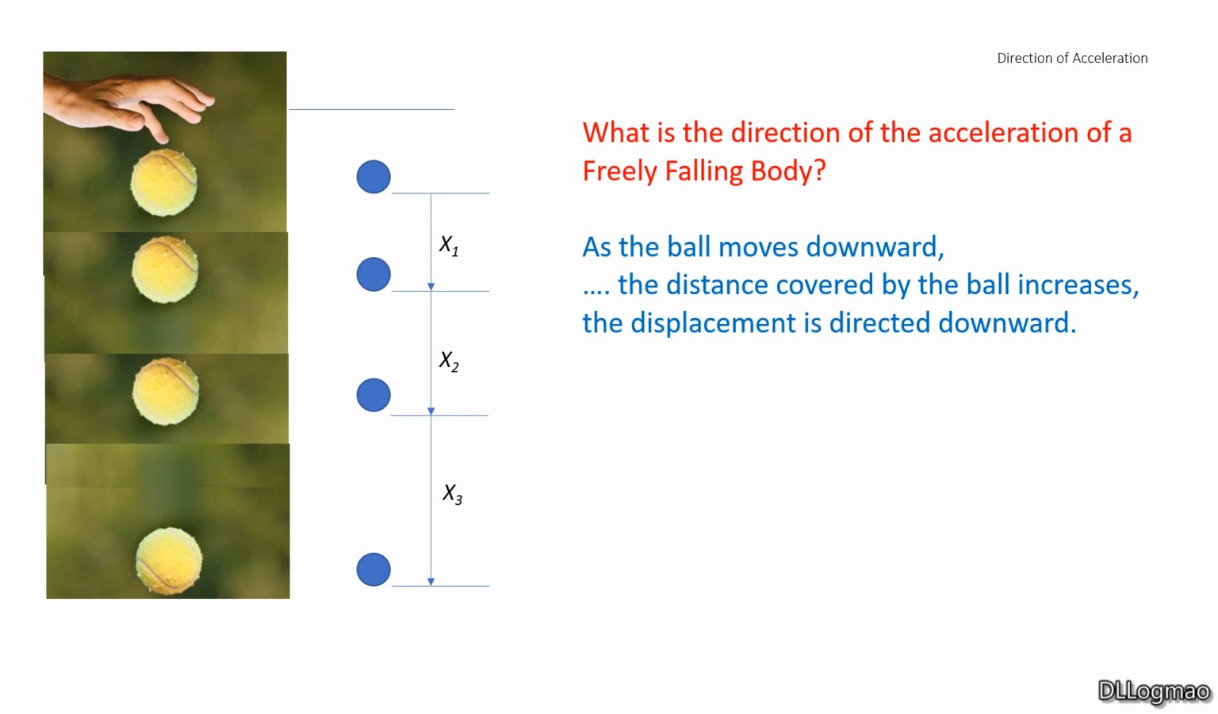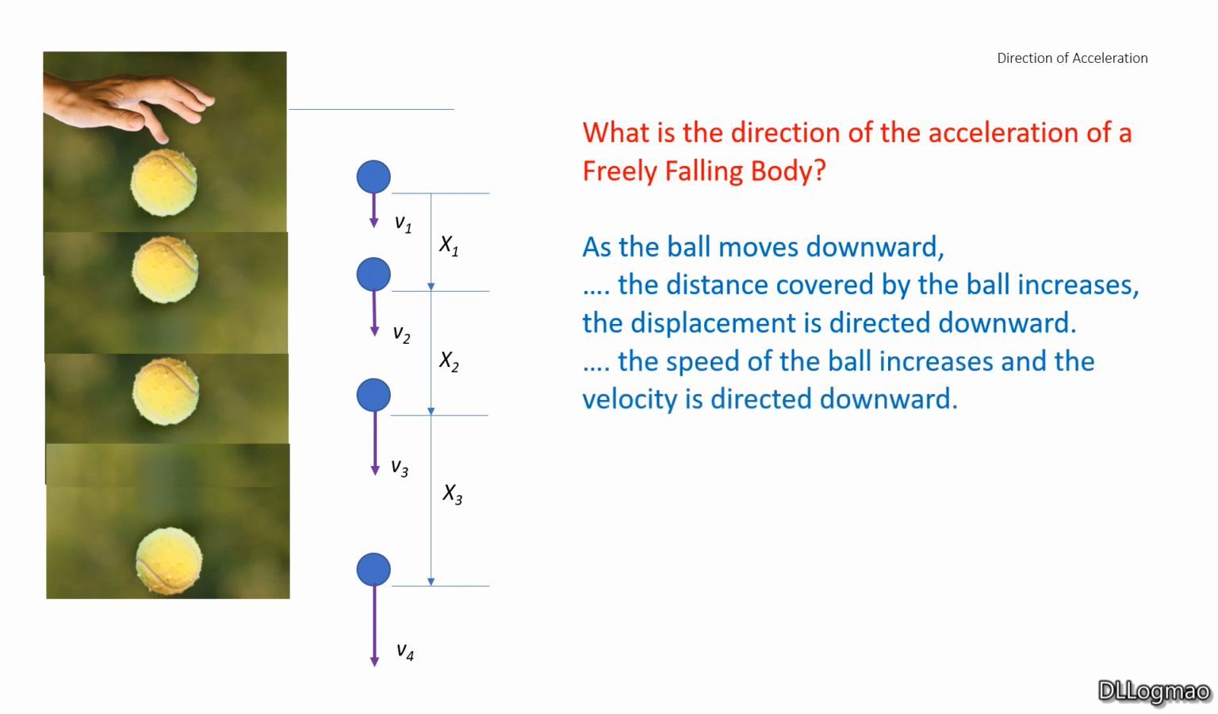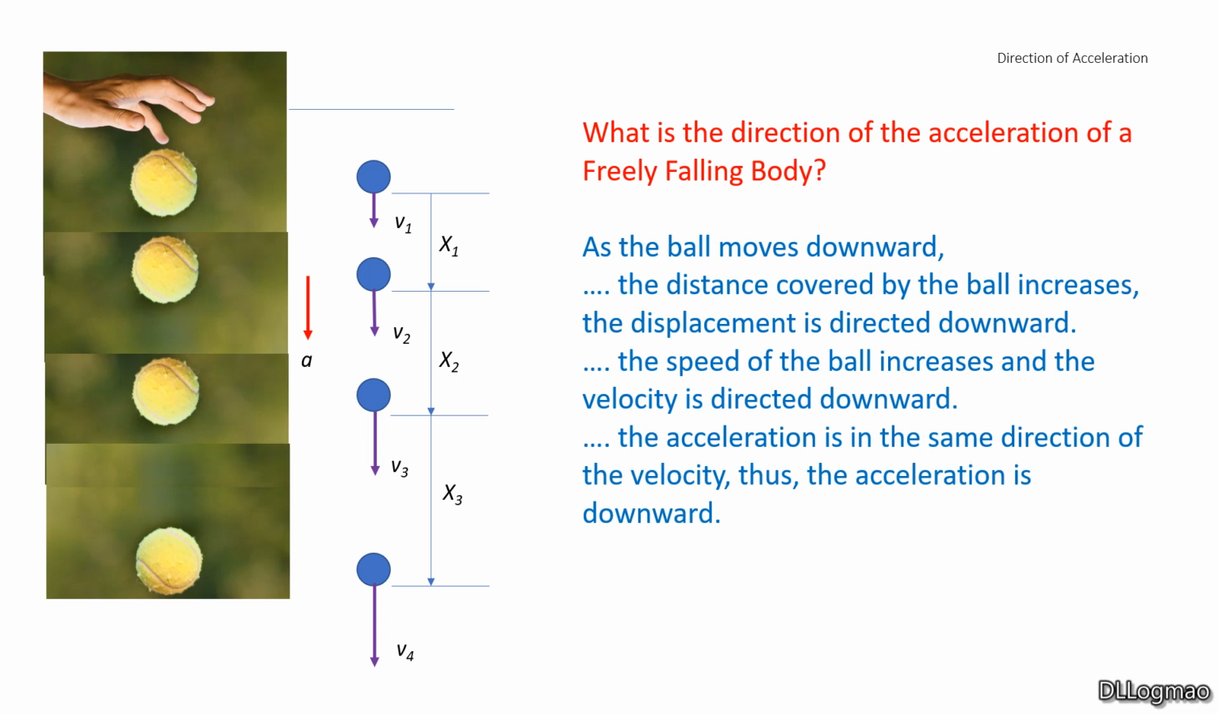The instantaneous velocities v sub 1, v sub 2, v sub 3, and v sub 4. The speed of the ball increases and the velocity is directed downward. Remember that for an accelerating body, if the velocity increases, the acceleration and the velocity are in the same direction. The velocity of the ball is directed downward. So, the acceleration is also directed downward.